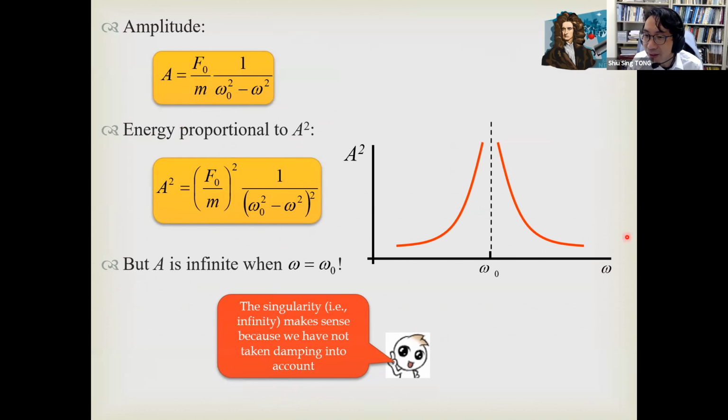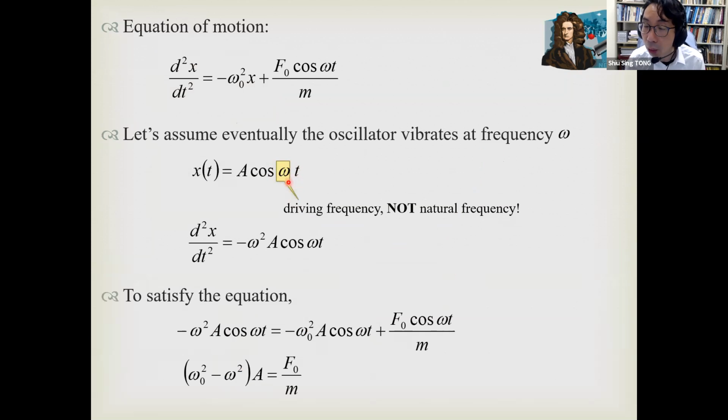Now somebody asked me, why do you make such an assumption that the object will eventually vibrate at the driving frequency? There's no guarantee that this will work. But I can see from the differential equation, if I put a cosine omega t here, I can have a term in cosine omega t for all the terms that involve x. For example, this term involves a cosine omega t, and the second derivative will also involve a cosine omega t. So the cosine omega t term can be cancelled in the equation. So that means this solution is going to work.